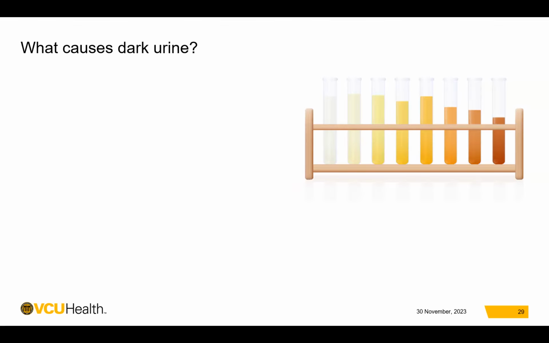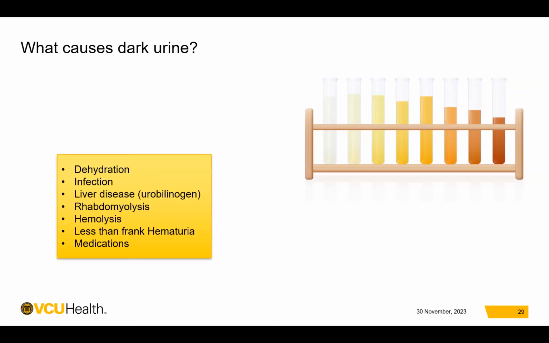So when you Google what causes dark urine, you get an entire spectrum of color wheels of urine and what the possible causes are, as well as several admonishments to drink your water. But what can cause dark urine? So certainly dehydration, infection can cause dark urine. When you have liver disease, your urobilinogen will be high, and that can cause dark urine. Rhabdomyolysis, other hemolysis. And we weren't really given a good description, so that last test tube on the right could be kind of red and dark. Less than frank hematuria, and then some medications in the same vein.